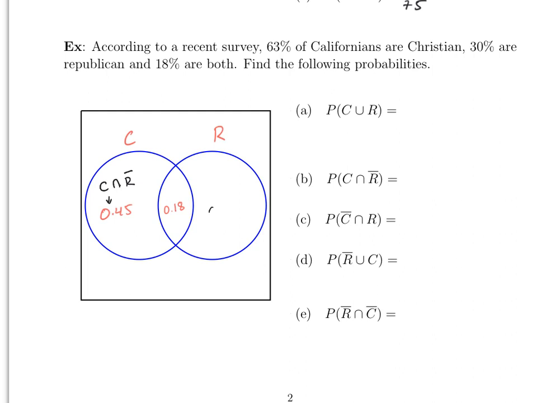Using the same logic, this number will be 0.12, which represents the people that are Republican but are not Christian. Then outside are all the people that are not Christian and not Republican, which in this case will be 0.25. Why? Because the whole thing has to add to 100%. Remember, the sample space is everything, so everything has to add to 100%. Once you have all of this, you can use the same formulas like the previous example.